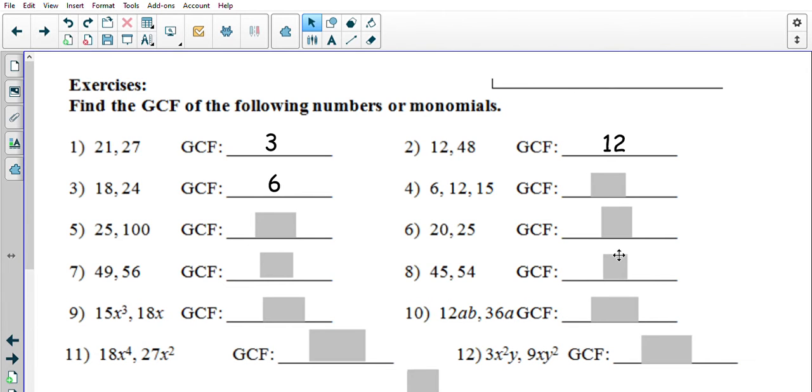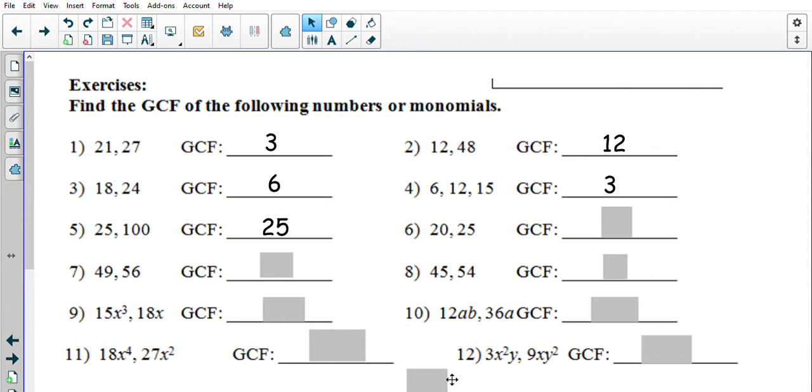What about 6, 12, and 15? I need all three numbers to divide by this number. It is indeed 3. 6 divides by 3, 12 divides by 3, and 15 divides by 3. What about 25 and 100? 25 goes evenly into 100, therefore 25 is my greatest common factor.